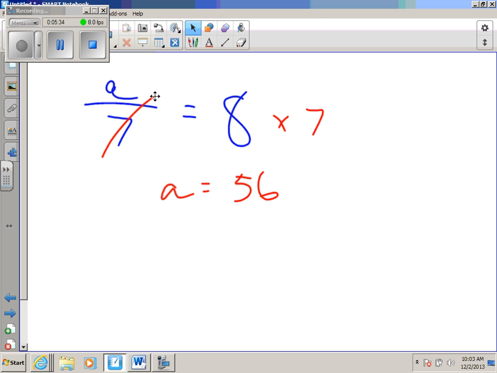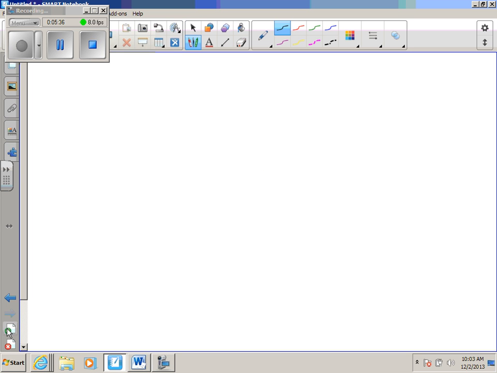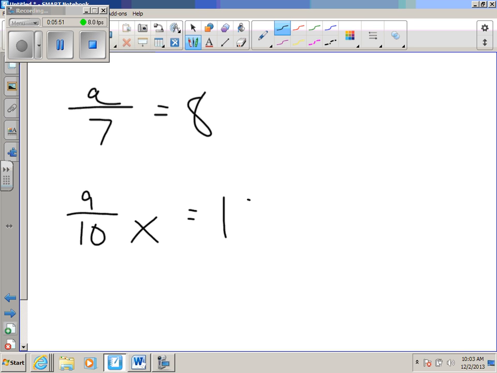Now, here, I'll write that last one up here. A over 7 is equal to 8. What is the difference from that one to one like this? Is there a difference between this one and this one? What is the difference? In this one, what is happening to your variable? It is being divided, and you had to multiply.